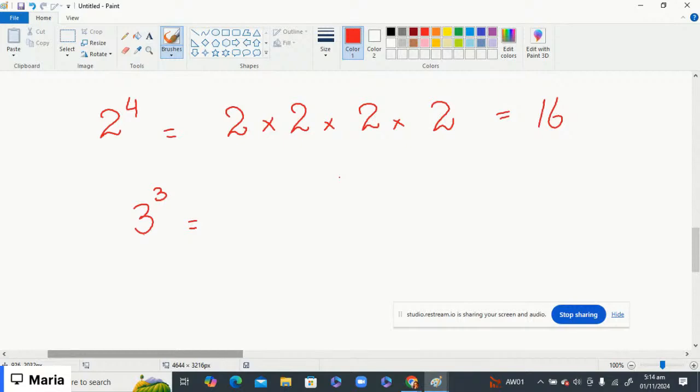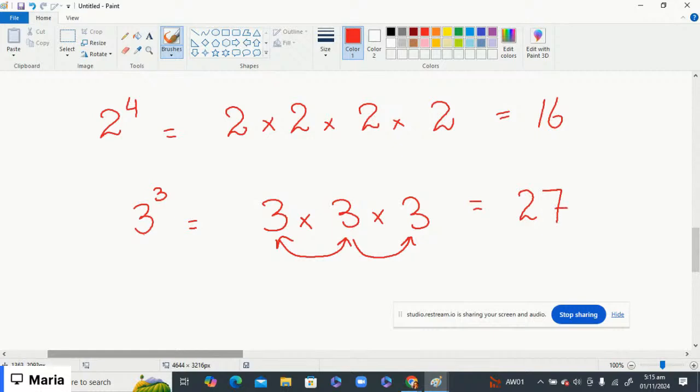So, everyone tell me 3 power 3. Write the answer here. How can we put it? We are writing 3 here. How many times? 3 times. So, 3 times 3 is 9. 9 times 3 is 27. So here we get the answer 27.